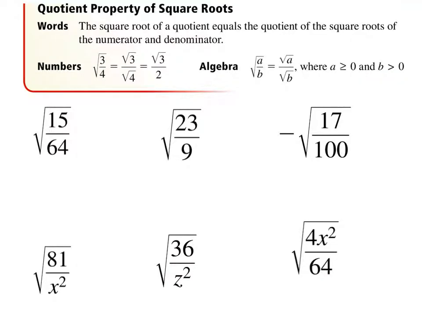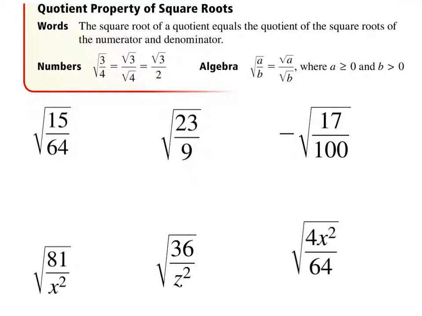Alright, one other way that we can simplify radicals is to use the quotient property of square roots, which states that the square root of a quotient equals the quotient of the square roots of the numerator and denominator. Very similar to with multiplication, we can split up a radical expression of a division, which is often expressed as a fraction, into a fraction of 2 radicals.